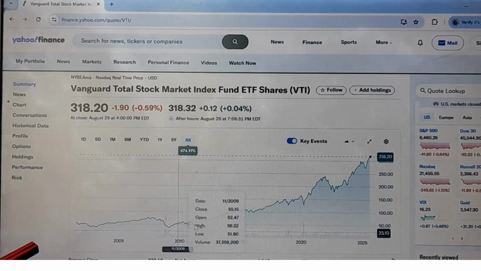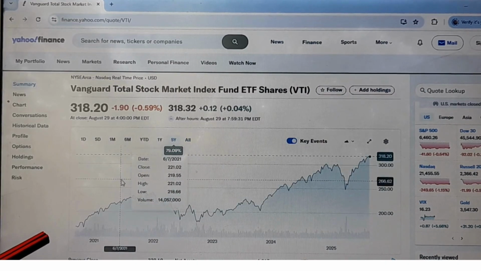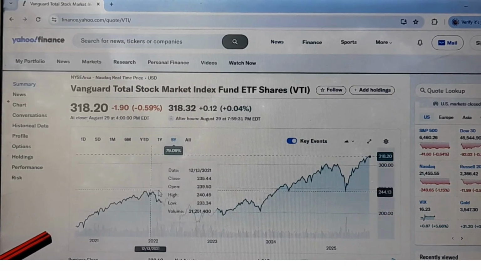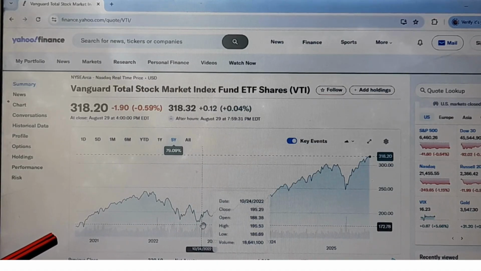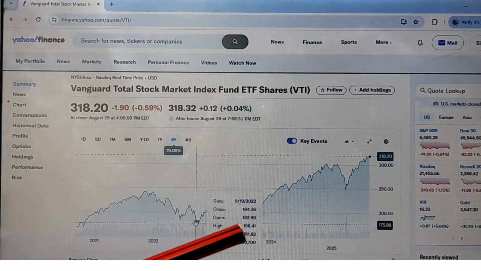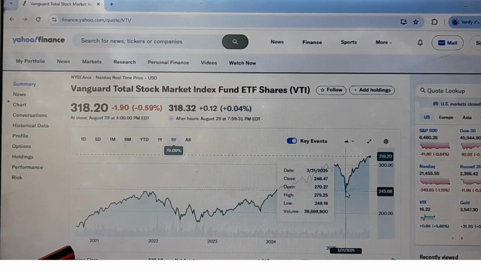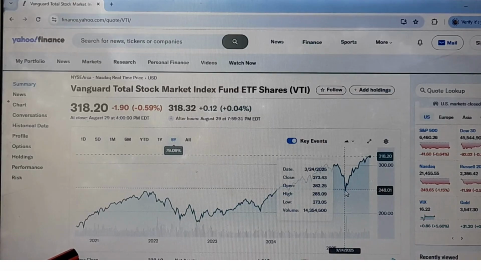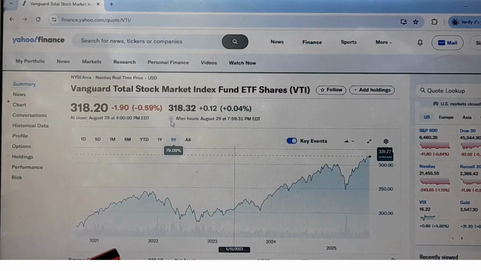So this one shows VTI has had steady growth over time. But let's check the 5 year. Let's see what changes. Also, VTI has had steady growth, but there was a time here it went down. This was in October. We had a low of 181.82, a high of 196.91, but then it recovered again, went up. There was a time also it went down to 273, but later on it went up, okay?